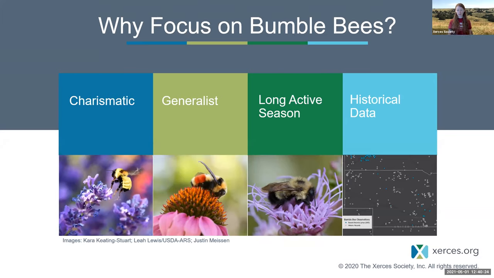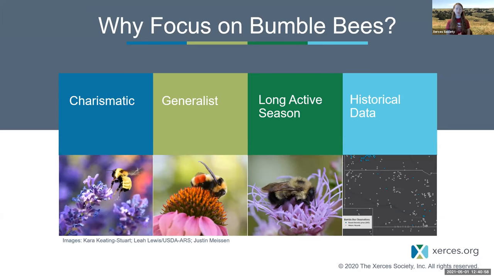They're also a generalist species. So not only do they forage on a wide variety of plants, but they're found in a wide variety of habitats. So just as there are some birds that are specific to wetlands, there are bees that are specific to wetlands, but that's not the case with bumblebees. You can find them all over Nebraska and in a lot of different habitats. So the fact that they're in so many different places and foraging on so many different plants creates a lot of opportunity for people to go out and view them.